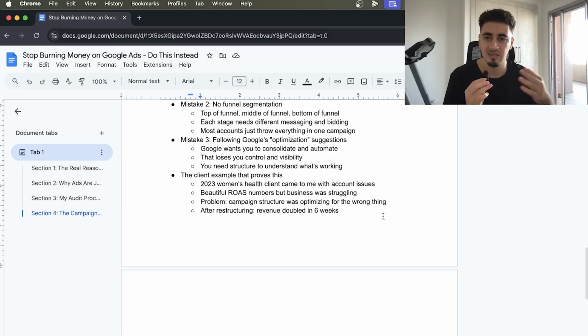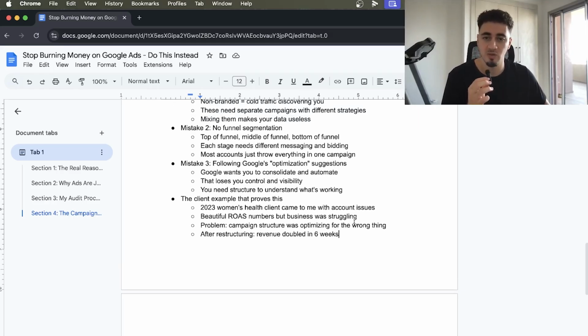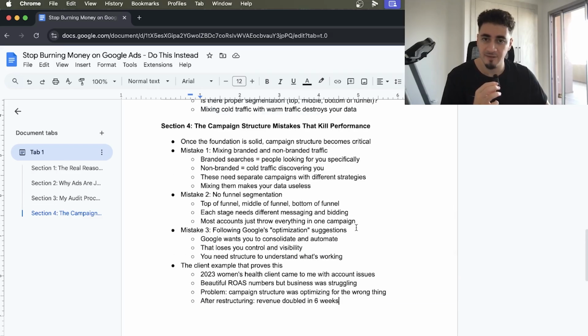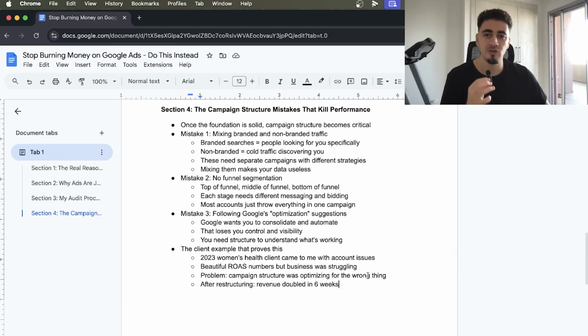PMAX does target different networks, but for the most part, it's going to prioritize shopping and just burn budget on search and display. And literally all I did was restructure the account. At this point, it's pretty much bread and butter, the way I structure accounts with Google, because I have a proven formula that's been working so well, so there's no need for me to change it, right? I do iterate it, of course, based on the niche and the product. But after restructuring, revenue literally doubled in 6 weeks, right? And again, nothing fancy was done. It's just giving Google clear signals.